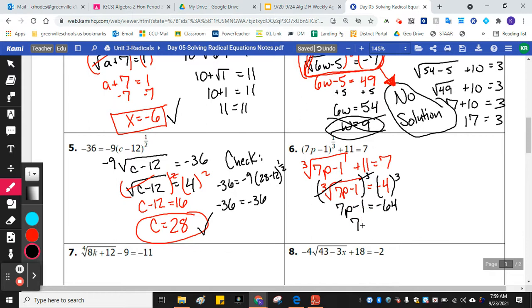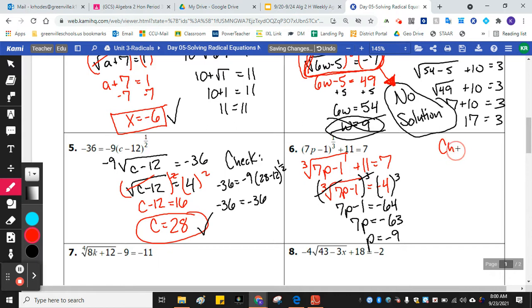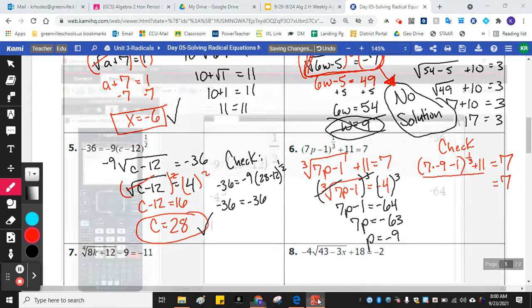Add over 1, -63, -9. Check your answer. 2 steps. You plug it in. 7 times -9 minus 1 to the 1/3 plus 11. And that all of this equals 7. The left side equals 7.